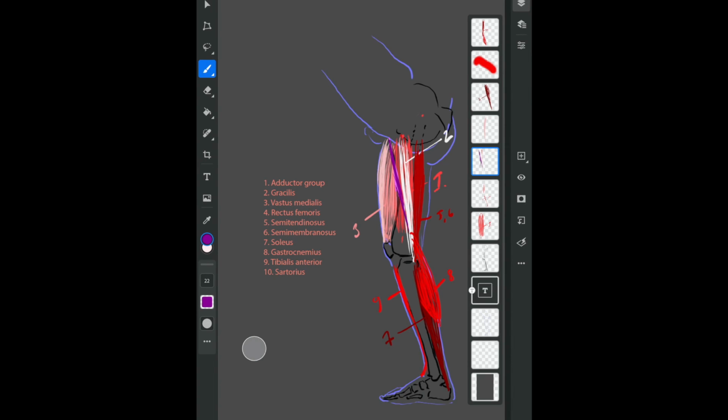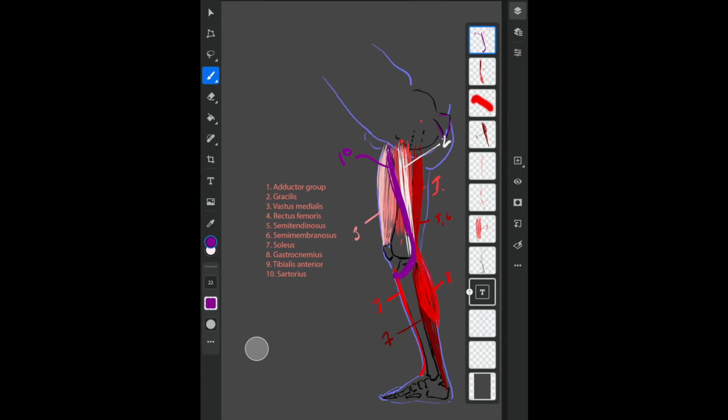here. It's going to run behind the condyle of the femur. Let's put this all the way on top. There we go. Then runs underneath the condyle of the femur and attaches to the anterior tuberosity. So there is our sartorius muscle, number 10. Okay, that I believe covers roughly just about everything you need.